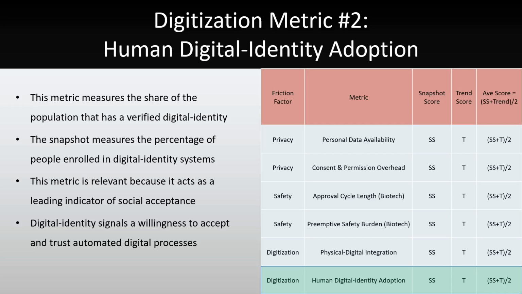In this episode, we introduced measurable signals for privacy, safety, and digitization friction. Next time, we'll complete the framework by examining ownership and government.